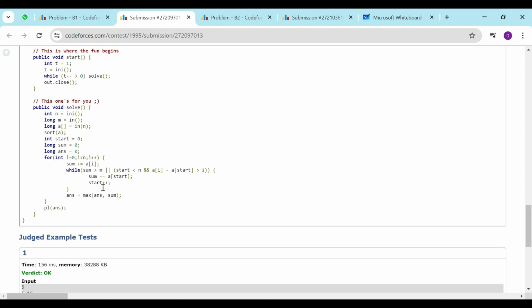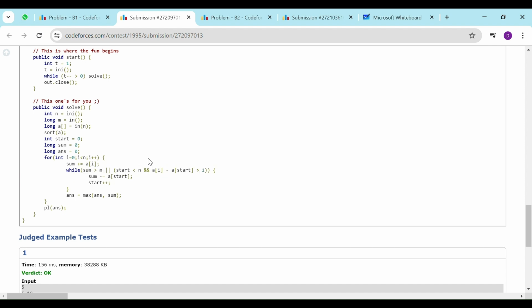Now, the start pointer can come ahead at most n times. So this loop also executes at most n times in the entire program. Hence, the complexity for this code is n plus n and not n into n.